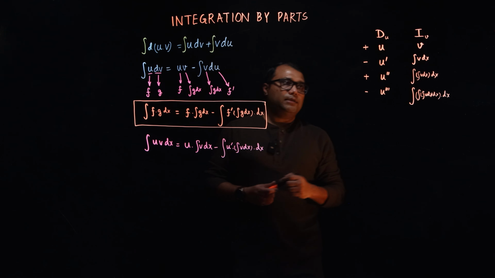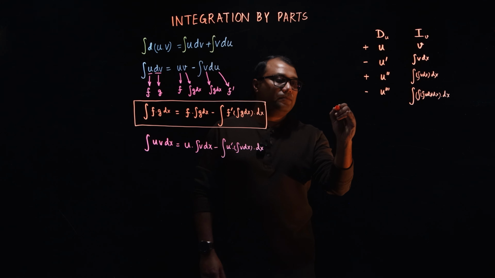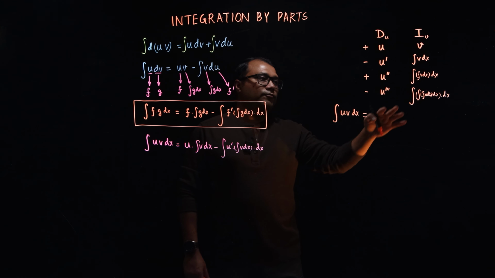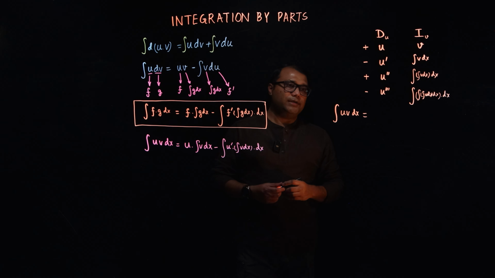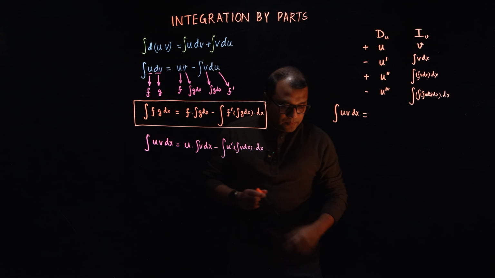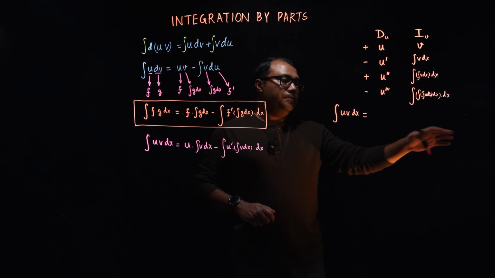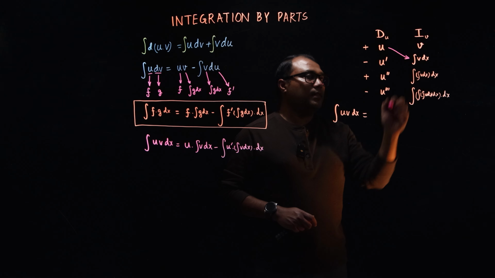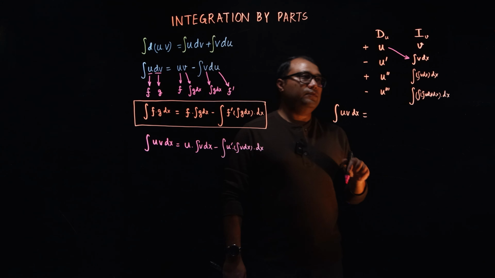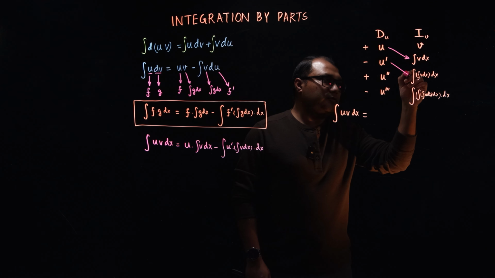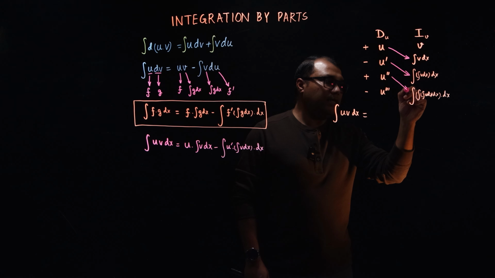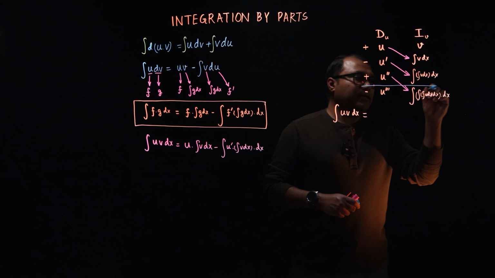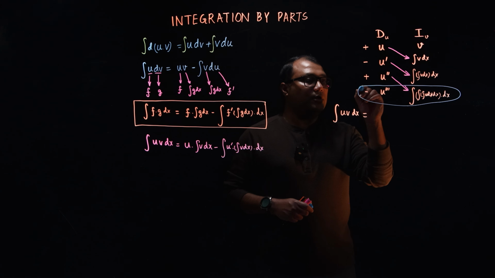Now, what is the result? If I have to integrate uv dx, and once I have built this table, this is how we will build up the result. We will multiply this with this, making sure we take care of the sign. We'll multiply this with this, and so on. Wherever we stop, the last integral will be the product of this.